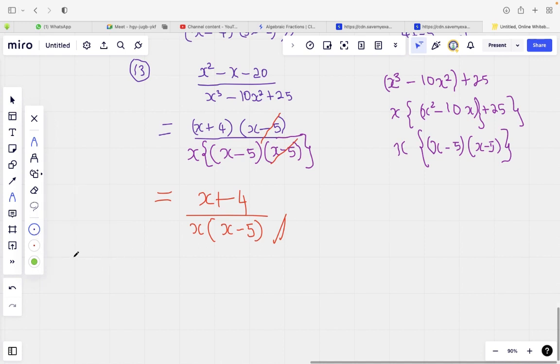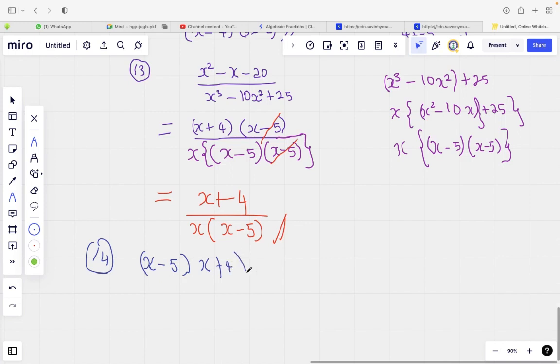Okay, wait. Number 14. Some I will let you try. Yeah, I'm doing number 14 right now. Just give me the question. x minus 5 is in a bracket. Okay, x minus 5 in a bracket. And then x plus 4 in another bracket next to it.